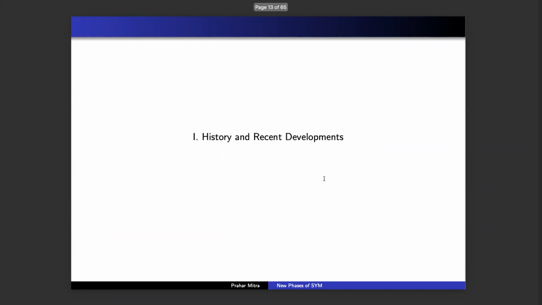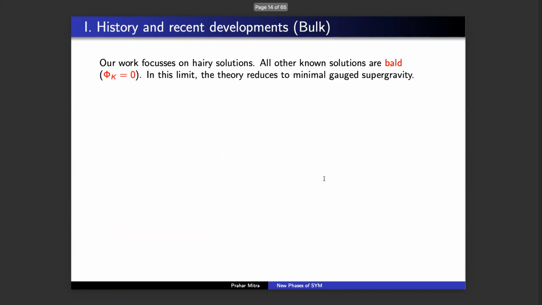Okay. So what we have done is focus on hairy solutions, but all previously known solutions, except for one paper that came out in 2010 by Minwalla and his group, where they studied hairy solutions, and the solutions that I'm going to talk about right now are what's called bald solutions. For these, all the charged scalar fields are just 0. So this is the limit where you go back to minimal supergravity.